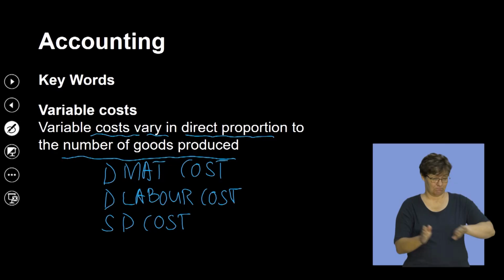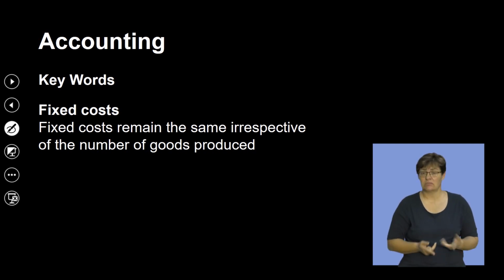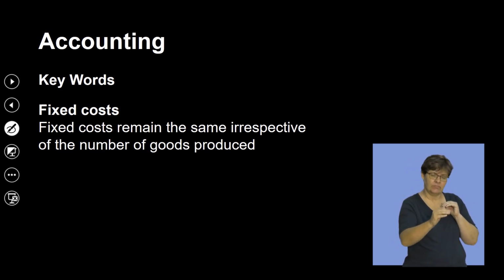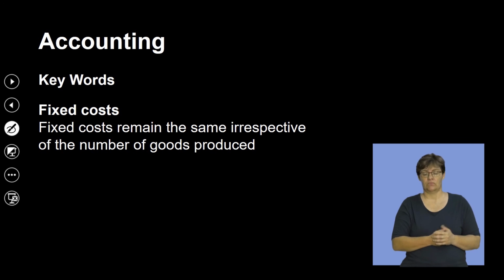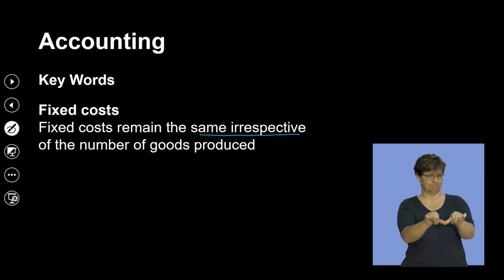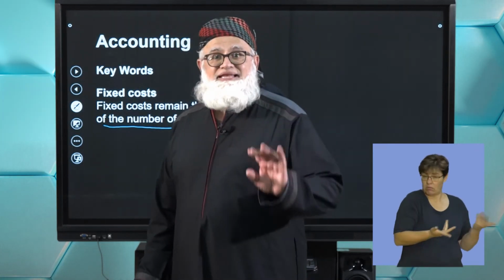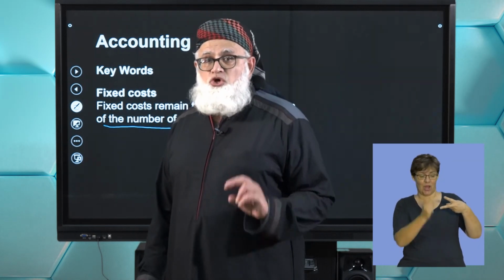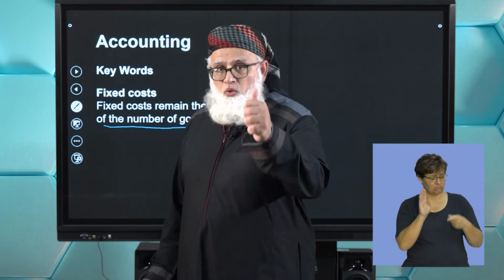Okay, then we move on to fixed cost. What do we mean by fixed cost? Fixed costs are those costs that remain constant, irrespective of the number of units produced. Let's look at this here. Fixed costs remain the same, irrespective of the number of goods that are being produced. Okay? And in this category of costs, we have two categories. That means two cost accounts would fall under the category of your fixed cost.